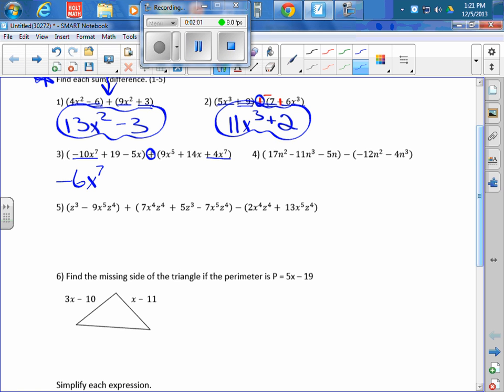Always start with your highest exponent first, and then descending powers from there. What's the next highest exponent? Well, we don't have any x to the 6th, but we do have a positive 9x to the 5th, plus 9x to the 5th. Then we don't have any x to the 4th, x to the thirds, or x squareds. I do have a negative 5x plus 14x, and so negative 5 plus 14 is 9x. And the only thing we have left is plus 19. There's your final answer.